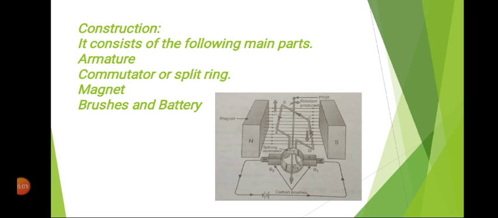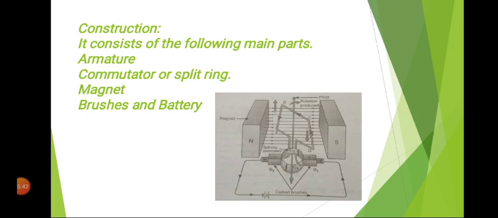When we make such an arrangement, then we get a rotatory motion due to the force experienced by the current carrying conductor which is kept inside the magnet. Okay, now we have taken a magnet, whose north pole is there and south pole is there. The magnet always gives a uniform magnetic field from north pole to south pole.